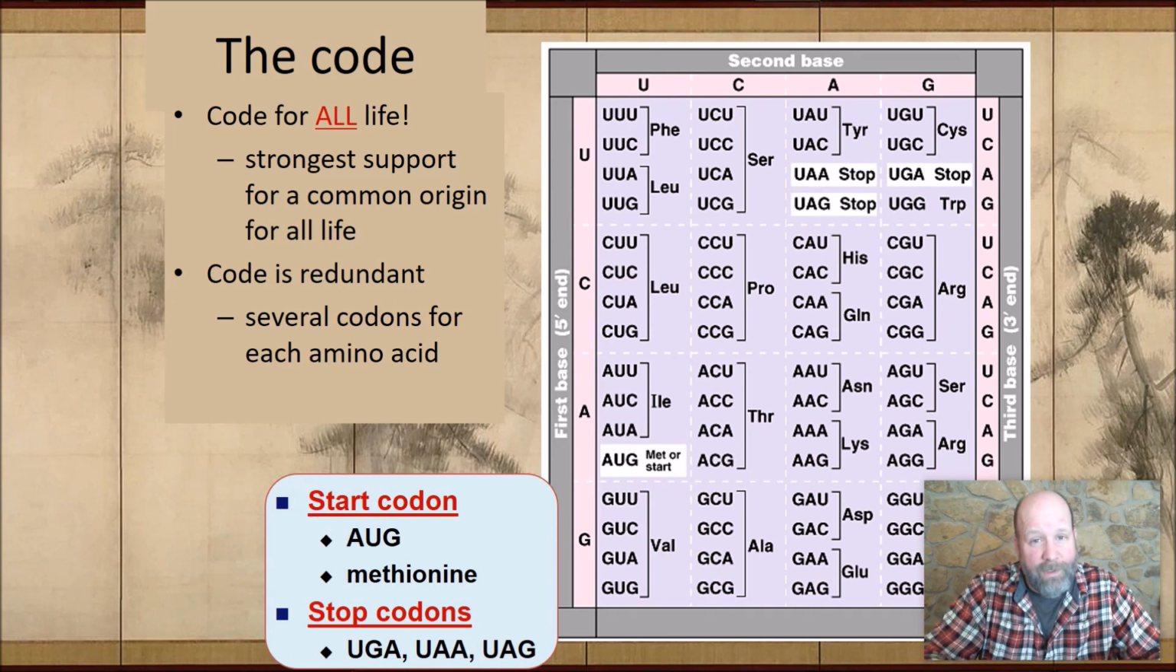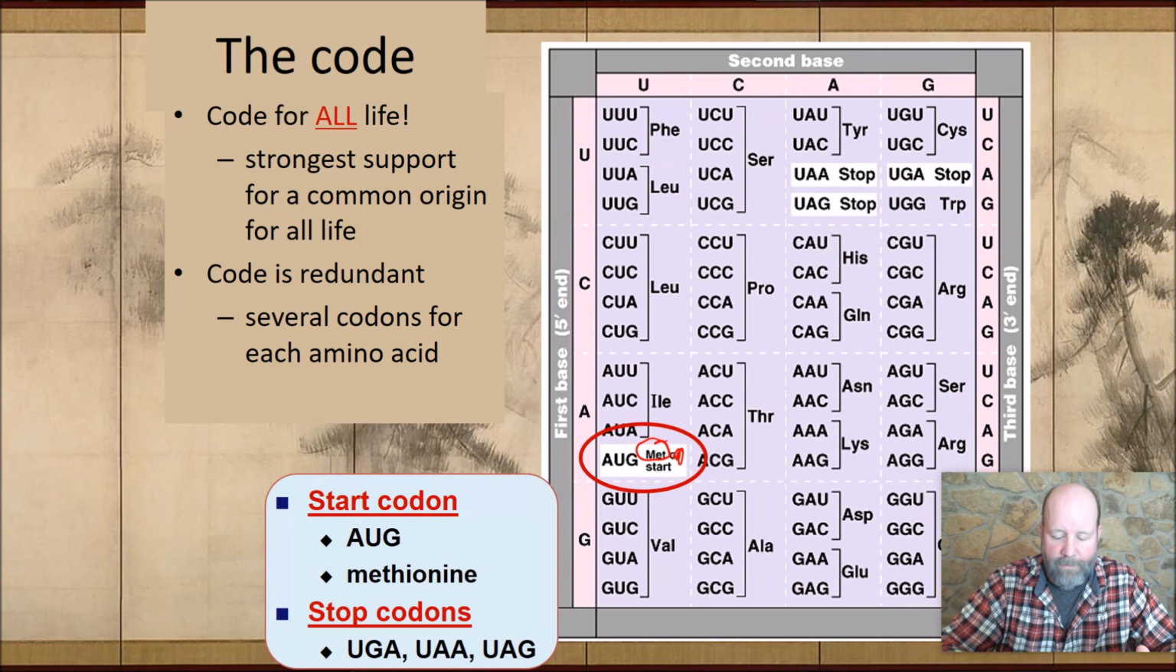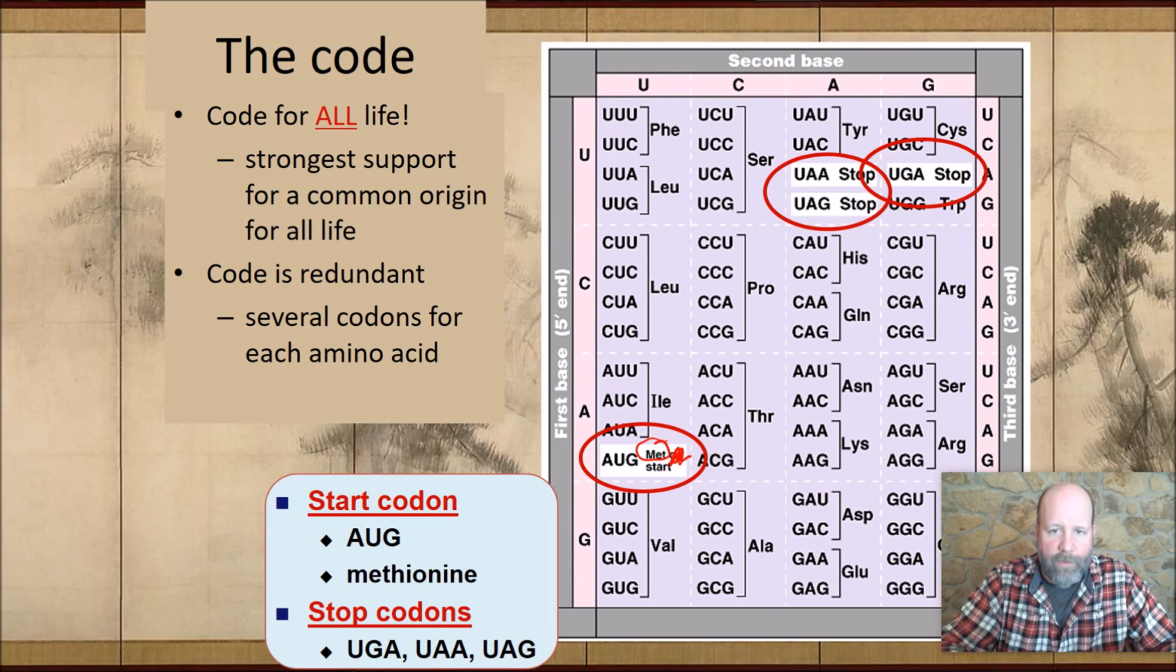Now, there's only 20 amino acids in life on Earth, so there's some redundancy. We also have to have codes for the stop codons. The start codon actually codes for an amino acid called methionine. It says methionine or start. It should say methionine and start. We have these 3 stop codons. Those 3 stop codons don't code for an amino acid. Everything else on here does. So 61 different codes for 20 amino acids.